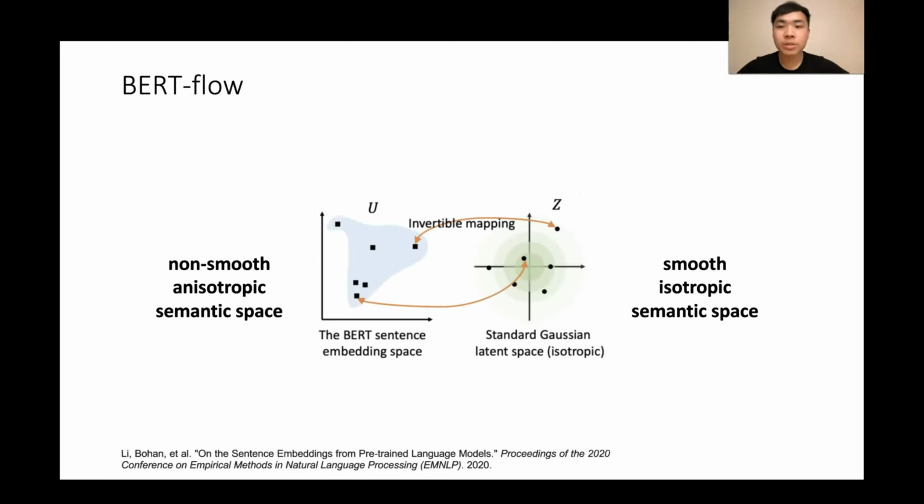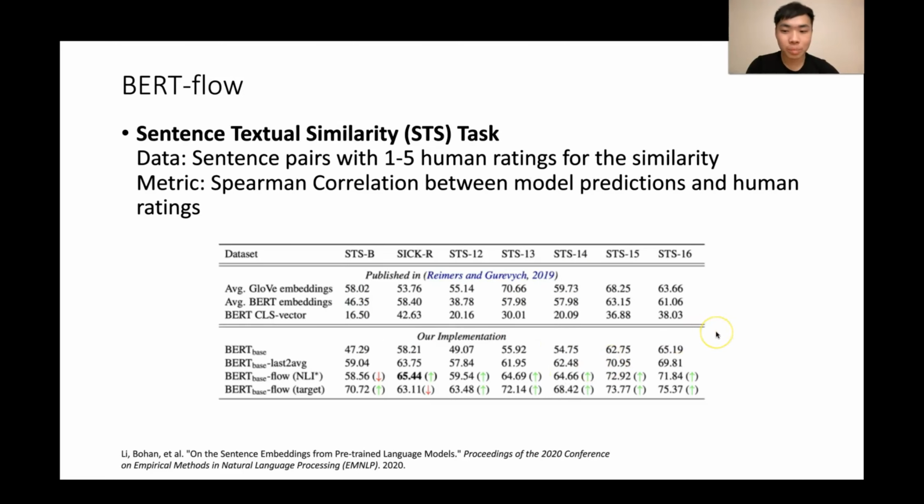So some papers started to try whether we can fix the BERT embedding by applying some transformation to the embedding space. In this paper, BERT-flow, they try to learn an invertible mapping from the BERT embedding space to a standard Gaussian latent space. By doing so, they can improve the performance on the STS task. STS here is the semantic textual similarity task.